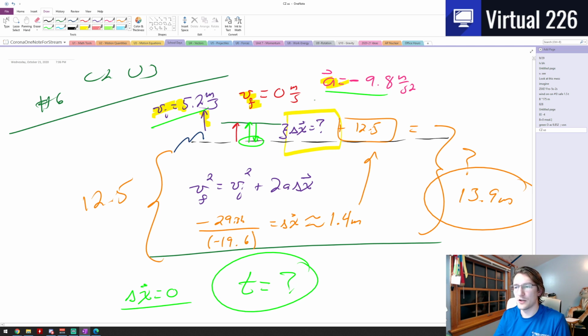You can look for time. There's a few other ways to do that. You can look for the time whenever it gets to the top, and then double it. But there's many ways to solve that problem. But that is the rundown on problem number 6 from the C2 Unit 3.